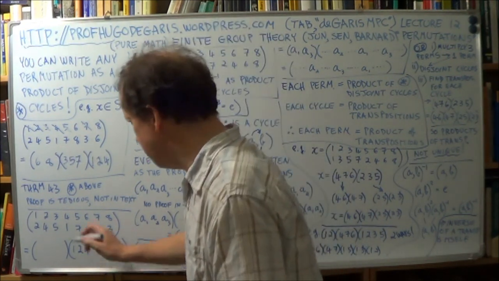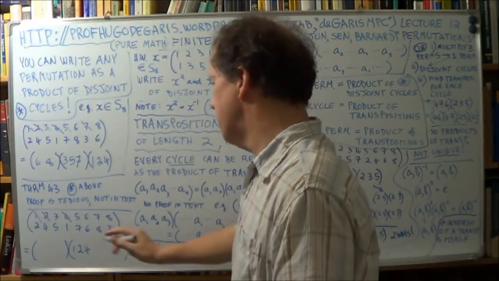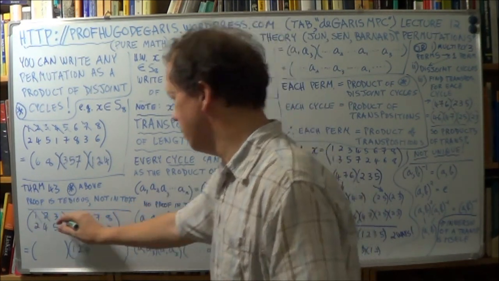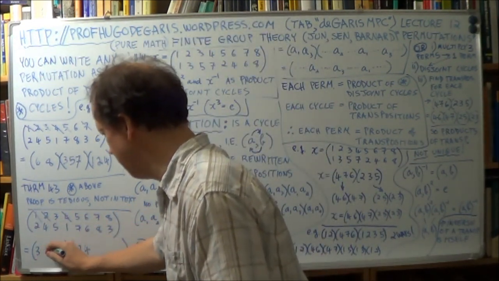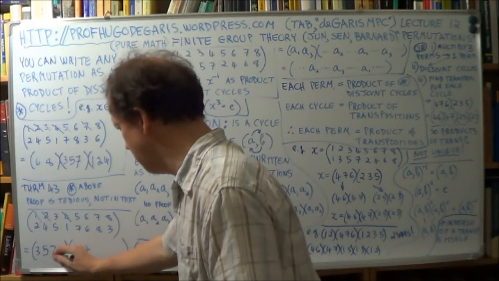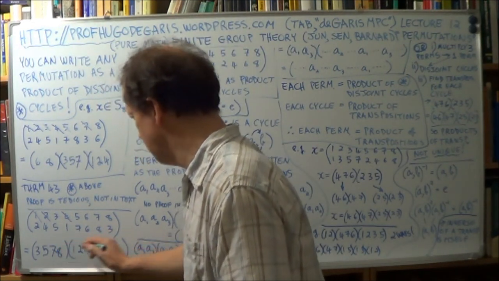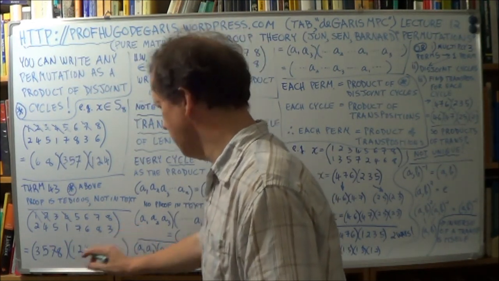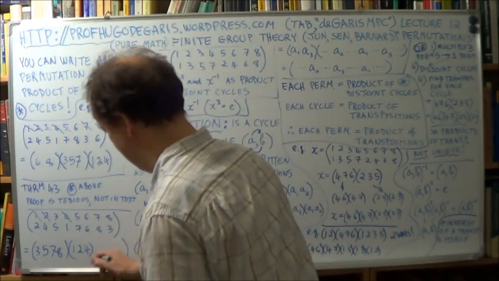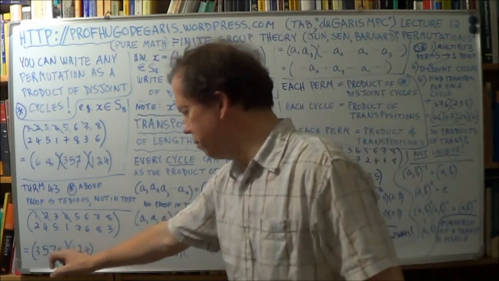Alright, so 1, 2 and 4 we're done. Going from left to right, 3 goes to 5, 5 goes to 7, 7 goes to 8, 8 goes back to 3. Okay, so we need all this space. So there's your product of cycles.